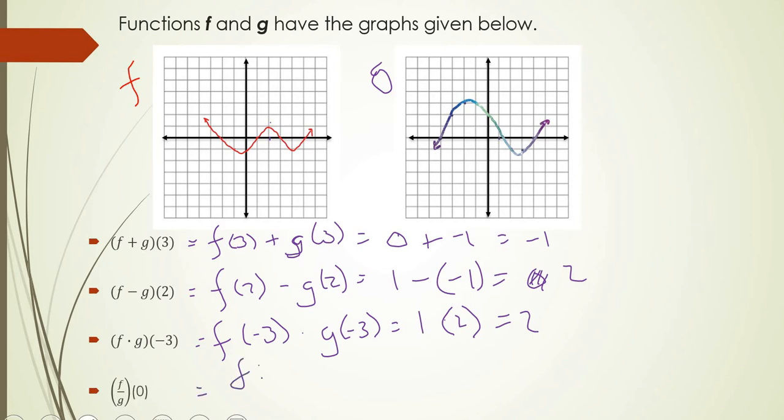I've got f of 0 divided by g of 0. F of 0 is, let's call that -1. G of 0 is 2, so -1/2. So combining functions, not composites, is using the operation and using the value from each function individually.